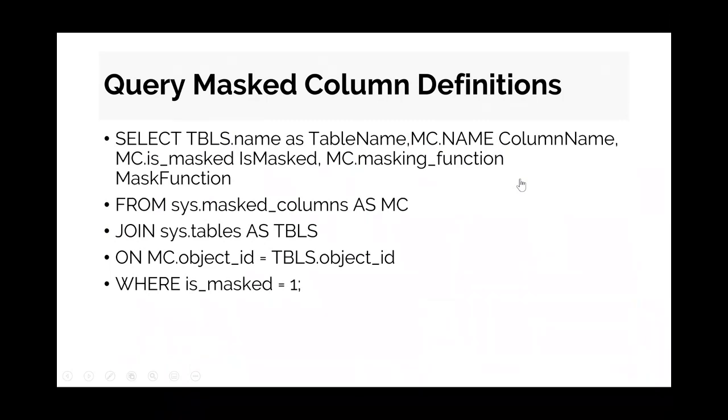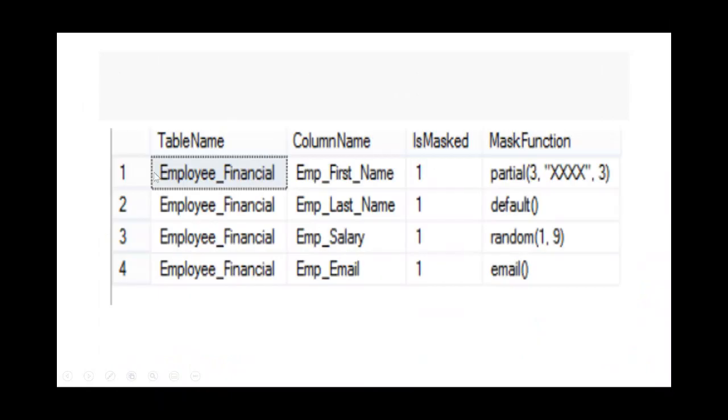Now, if you want to take a look at what columns are masked and what are not, there's a table that actually stores that information, and it is the sys.masked_columns table. And you join it to the sys.tables. These are system tables that define the tables and columns in the database. And as you can see, for the 4 columns that we actually put mask functions on, they return those column names and what mask function was applied.